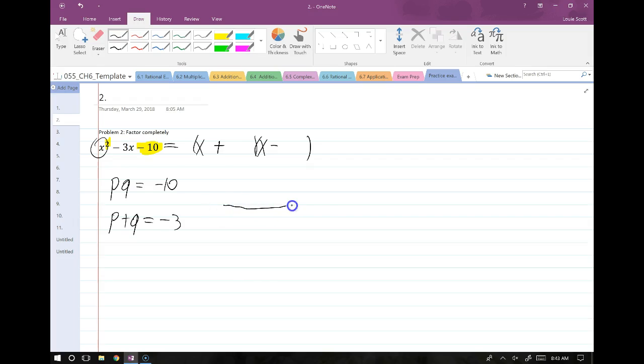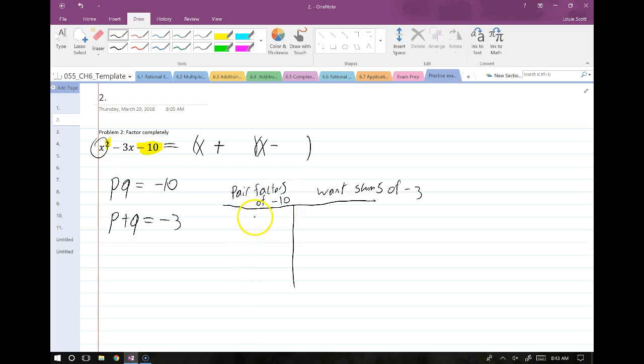Well, I'll just go ahead and make the table, although you guys should be used to this by now. So on this side, I'm going to put pair factors of negative 10, and I want sums of negative 3. So pair factors of negative 10 that sum to negative 3.